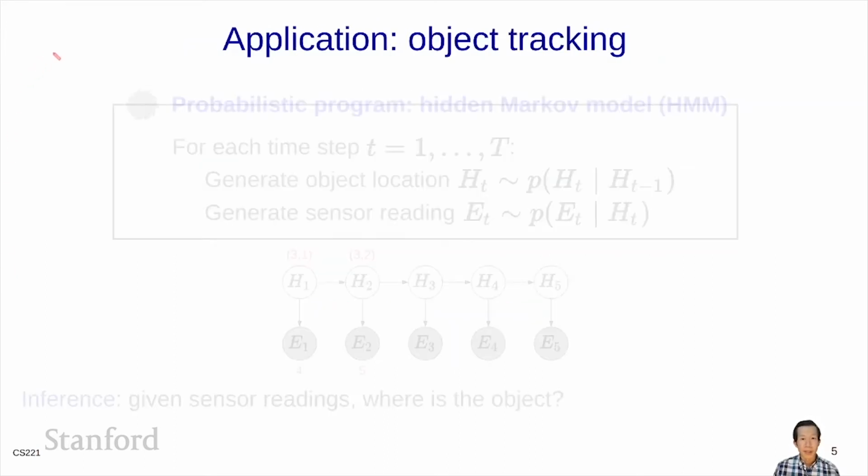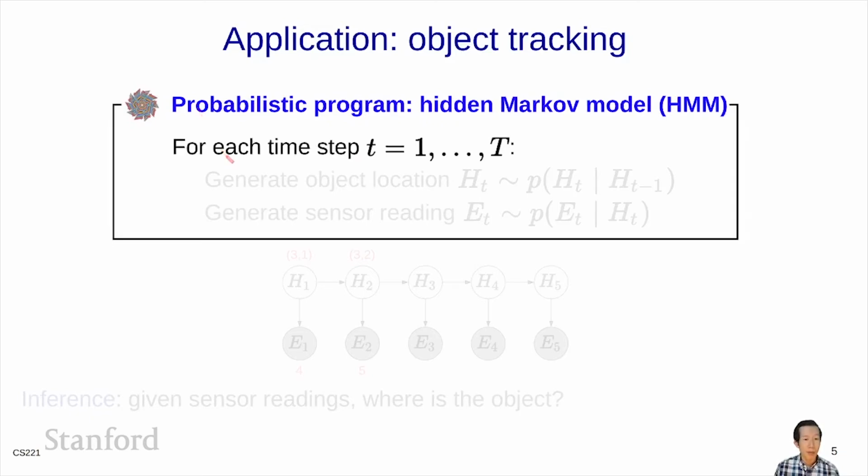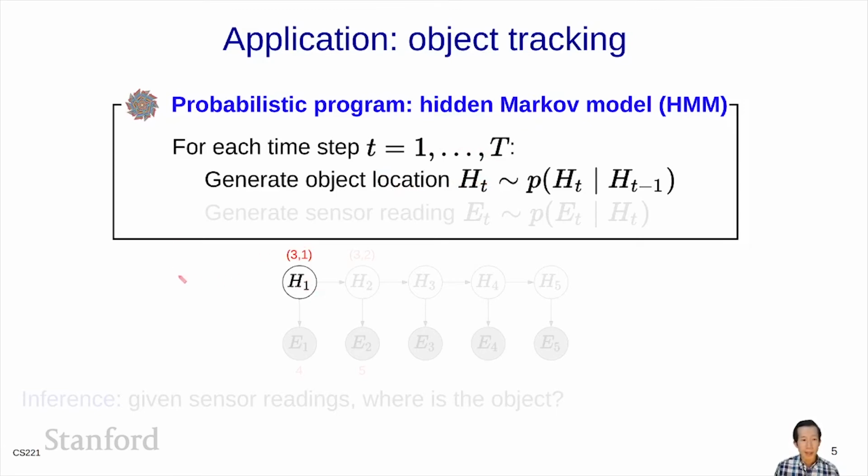So here is an example of object tracking, which we're going to study at length in future modules. This is called a hidden Markov model. So here for every time step, t equals 1 to big T, I'm going to generate an object location ht. So for example, h1, I'm going to generate 3, 1. And then I'm going to also generate a sensor reading et given ht.